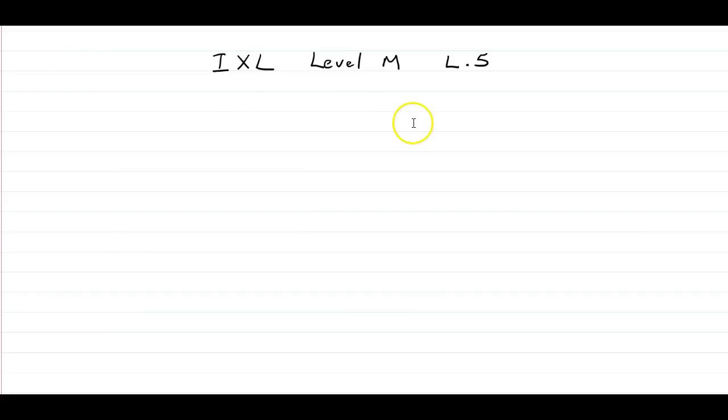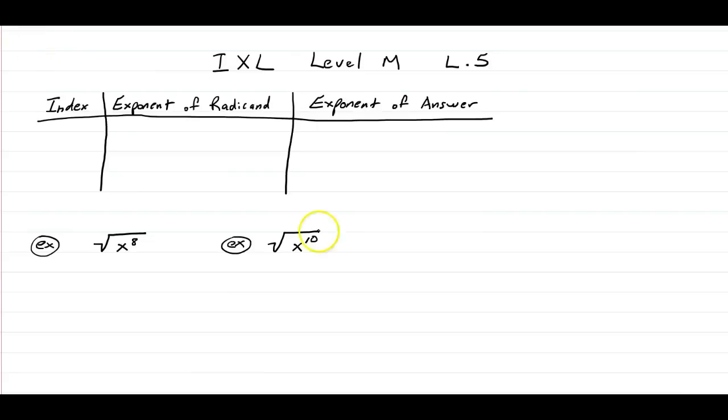Alright, please add this to the next page in your notebook. The title is IXL Level M, L5. Go ahead and pause the video and copy this down. We're going to look at these two examples.